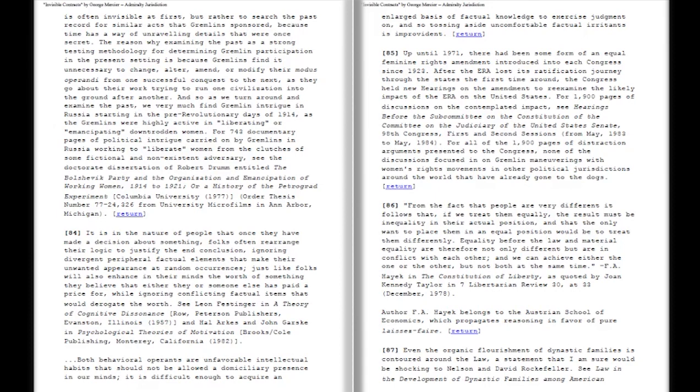For all of the 1,900 pages of distraction arguments presented to the Congress, none of the discussions focused in on gremlin maneuverings with women's rights movements in other political jurisdictions around the world that have already gone to the dogs.